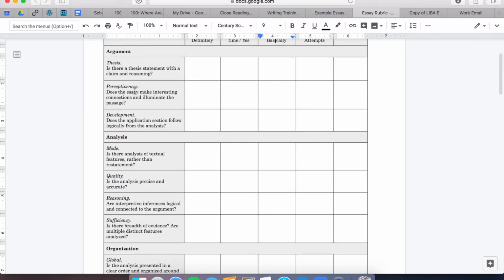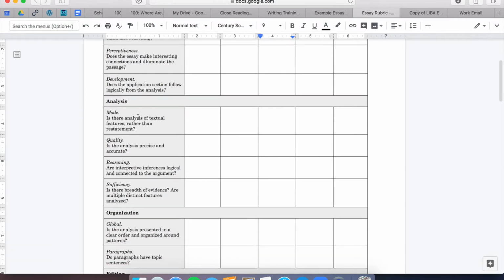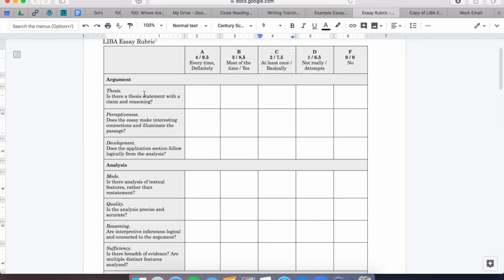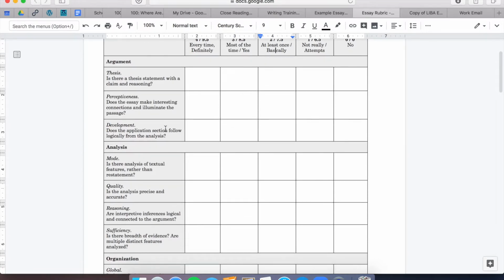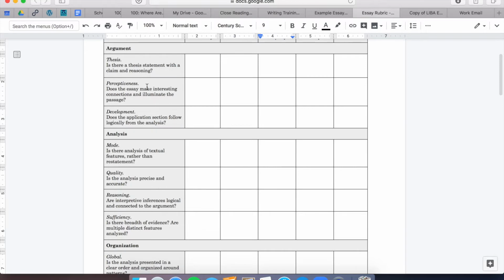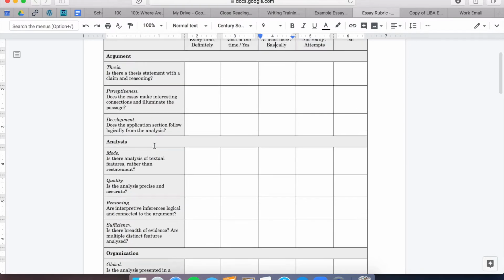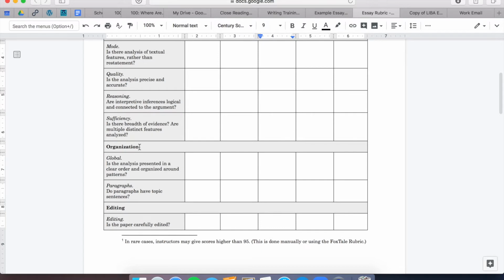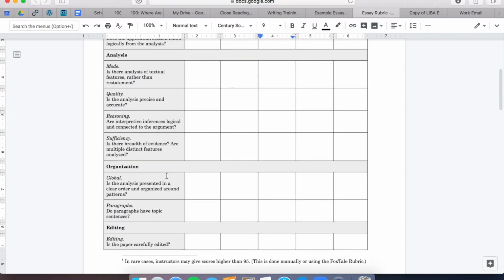Let's take a look at the categories. There are 10 of them, and I know that's a lot, but what that does is it makes each category a straightforward 10th of the grade, very straightforward. I have subcategorized the categories so that you can see the overall scheme. We have some argument categories that deal with the macroscopic structure of the essay and if it's doing the big things well. We have analysis categories, which I'll say a lot more about in a second, organization on both the global and paragraph level, and one category for editing.